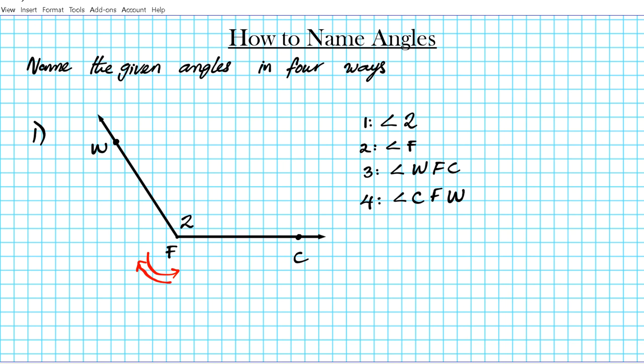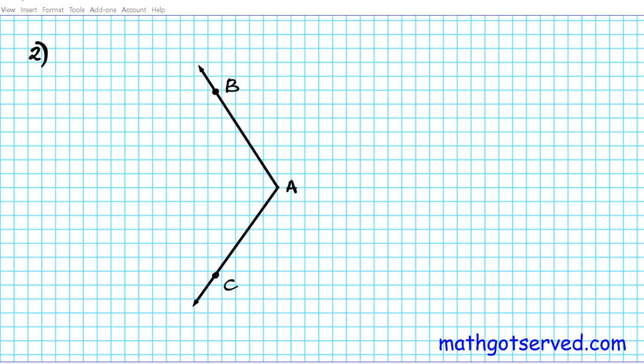All right, let's go ahead and take a look at another example. Then we'll give you a chance to do some practice. Alrighty, let's take a look at question number 2. So we have this angle right here, and let's say we have point 3 in the angle. So we want to name this angle in 4 different ways.